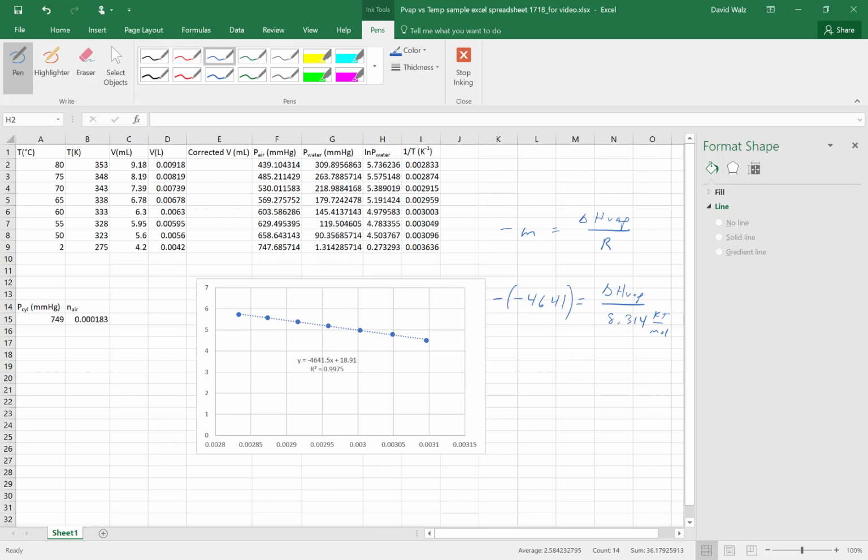And if you do this calculation, you get like 38,500, which is equal to 38.5 kilojoules per mole, which is pretty close. The actual value was 40.7. And when we get to class, and we see what your group members all got, then we could start talking about where the errors were coming from in the lab.